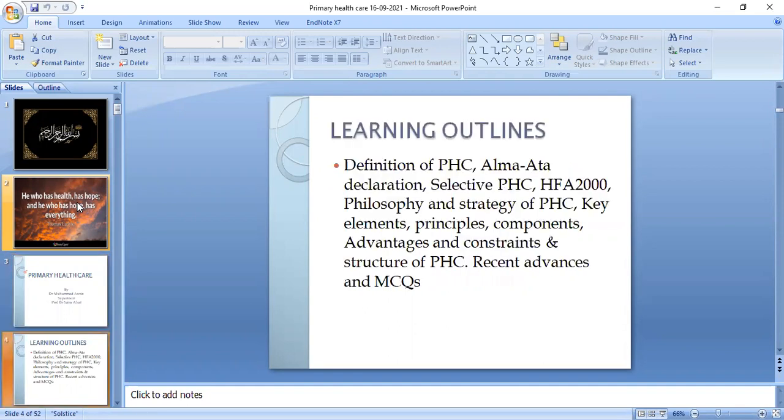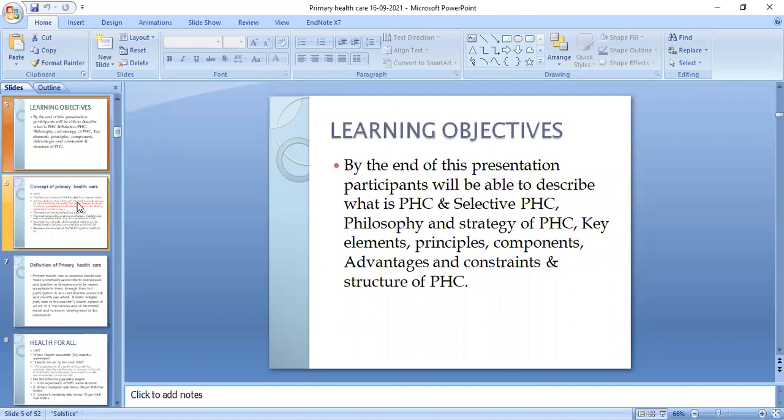The learning outlines of today's presentation are the definition of primary health care, Alma Ata Declaration, selective primary health care, health for all by the year 2000, philosophy and strategy of primary health care, key elements, principal components, advantages and constraints of primary health care, and recent advances, and at the last are the MCQs.